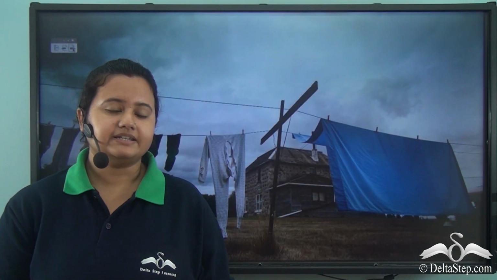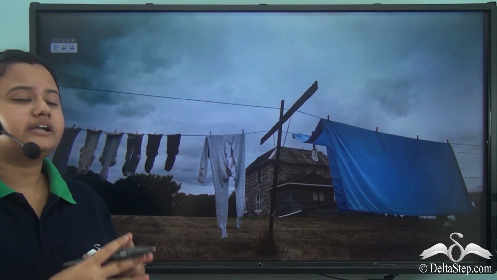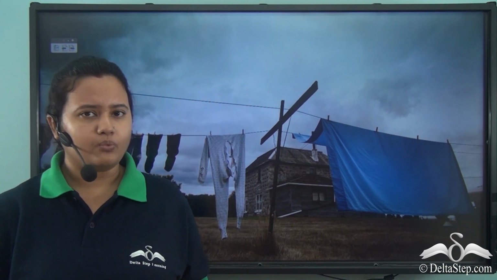In the rainy season, the clothes hanging outside take a longer time to dry. Do you know why?